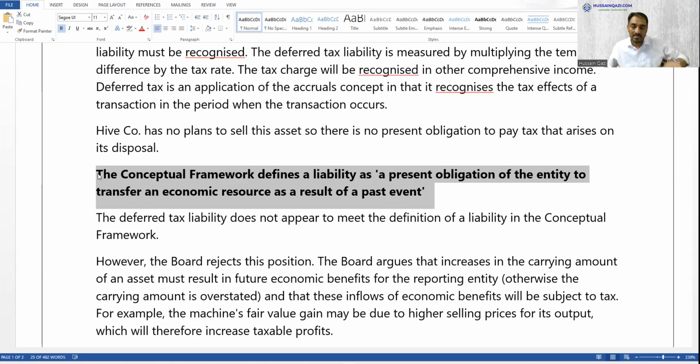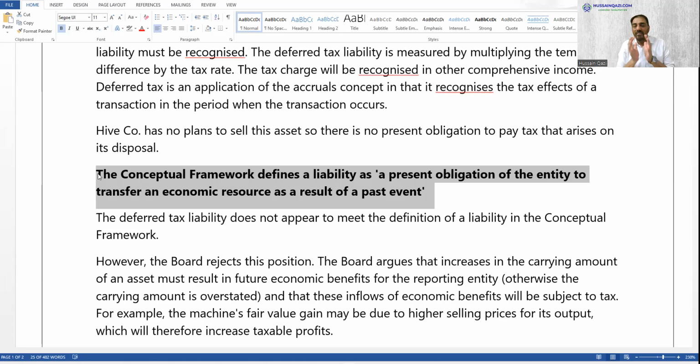One example is this. If we are recognizing the deferred tax liability here, there is a contradiction because the conceptual framework defines liability as a present obligation, but we are recognizing the deferred tax liability as a present obligation. Here the deferred tax liability does not actually meet the definition of liability because there is no current obligation. The company doesn't have the intention to sell the asset.